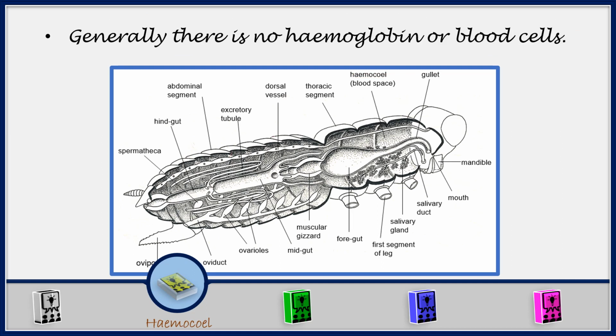Generally, there is no hemoglobin or blood cells. We don't have hemoglobin as the blood is moving inside the blood space. There are no blood cells and there is no hemoglobin.